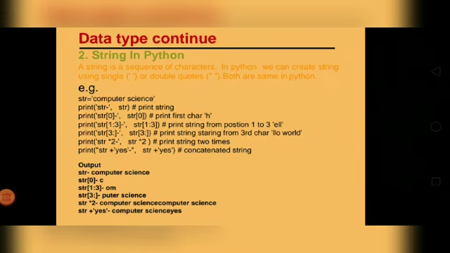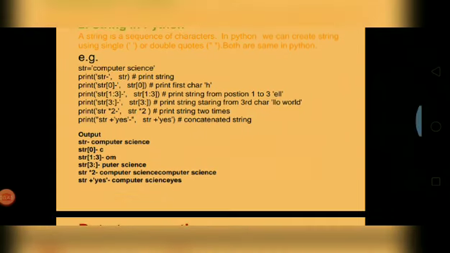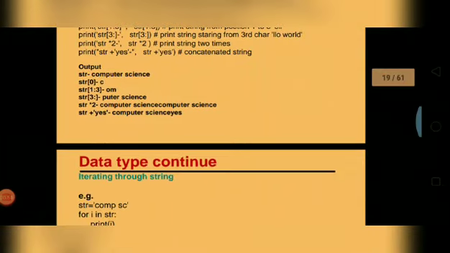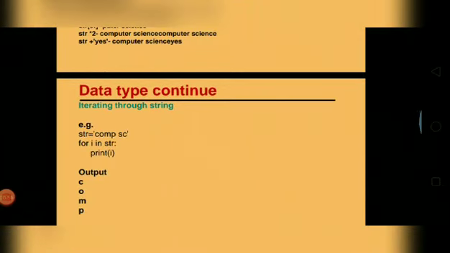Then we are taking the index numbers 1 colon 3. It will take from O to M, which means less than 3, so here it is less than 2. After that we have 3 colon. It means it will start from 3 and show you the output till the last. So "puter science" will be displayed here. So as it is, it goes on.